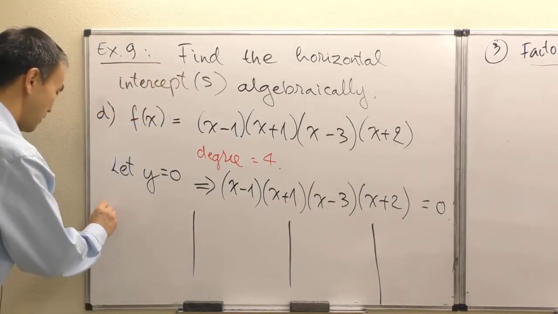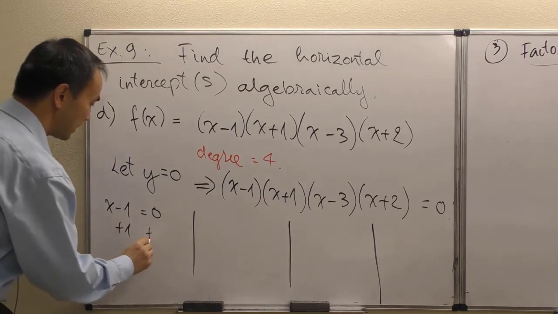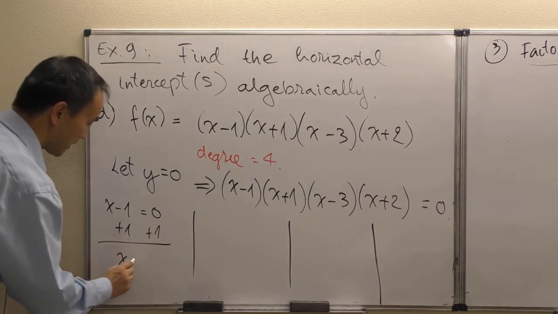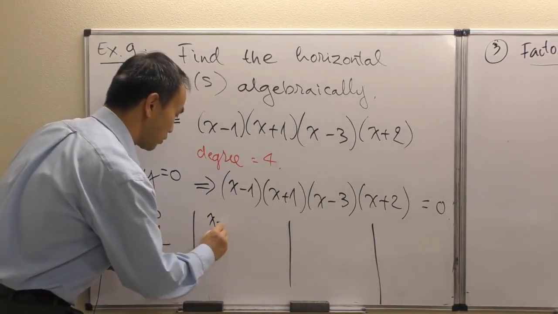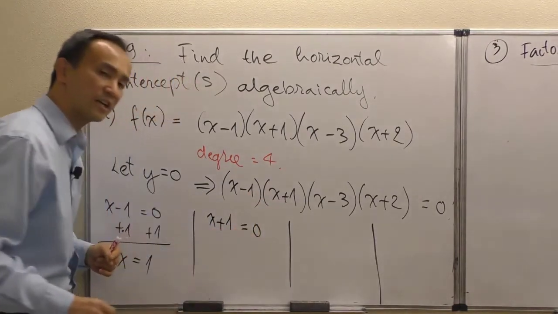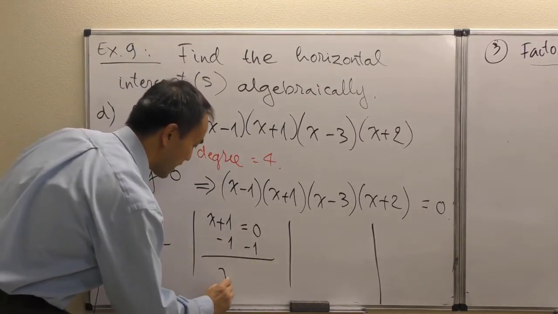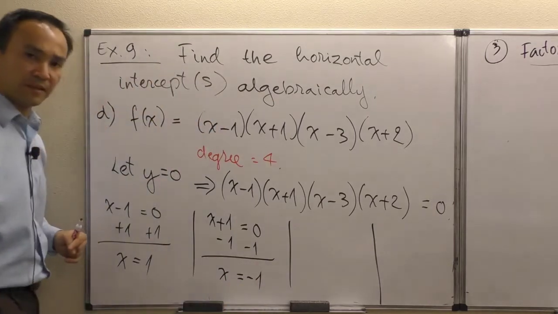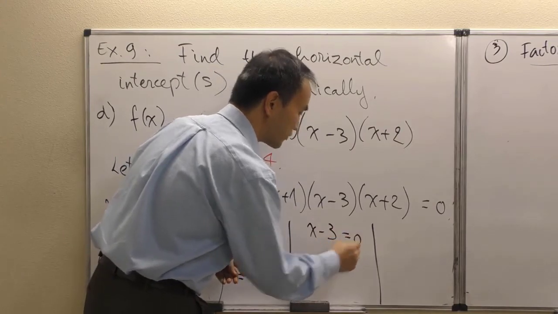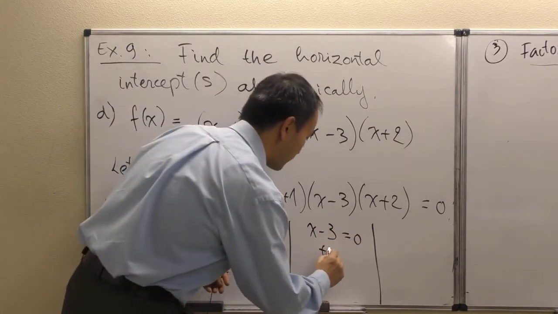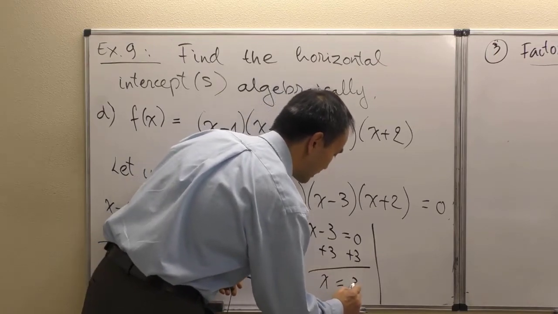Now x minus 1 equals 0, and by adding 1 to both sides, I have x equals 1. The next one, I take the factor x plus 1 and set that equal to 0, then subtract 1 from both sides to solve for x. So x equals negative 1. Next, I take x minus 3 and set that equal to 0, then add 3 to both sides. That gives me x equals 3.